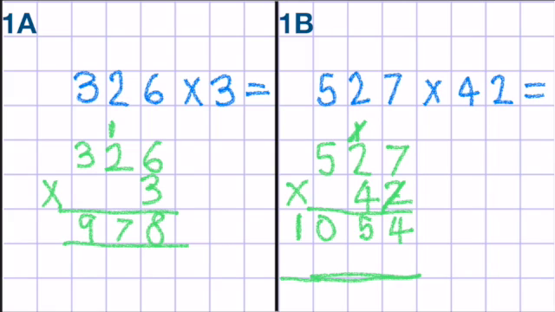I'm actually going to change colour because it makes it easier. We have a 0 here. That's because this is 40. 4 times 7 is 28. So 8 goes here. 2 goes there. 4 times 2 is 8 plus 2 is 10. 0 goes here. 1 goes there. 4 times 5 is 20 plus 1 is 21.